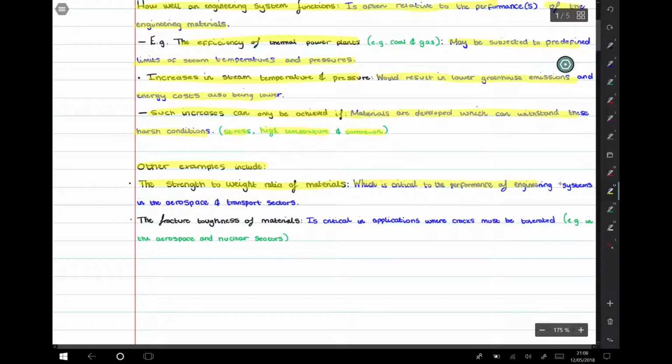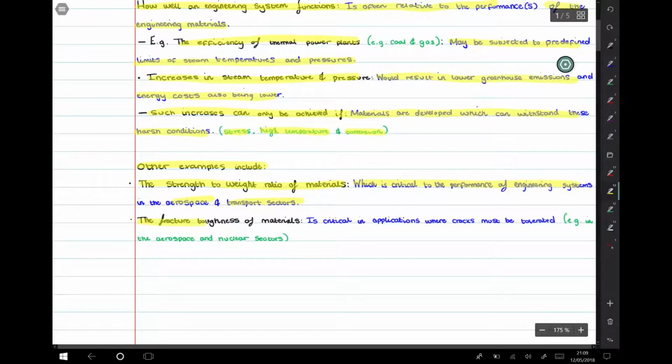Other examples include the strength to weight ratio of materials, and this is critical to the performance of engineering systems in the aerospace and transport sectors. And when we say transport, it's actually a wider field, because it's not only for motorsports, which many people jump to the conclusion initially, but it's also for everyday motor vehicles that you see rolling down the motorway, because in a bid to make cars more fuel efficient, thus reducing the amount of oil that we are using, we do want lighter vehicles. However, we do still want that structural rigidity in case there is an accident, so it is a fine line between lightness but also strength, whereas if we can get the best of both worlds, well, that's an optimal condition.